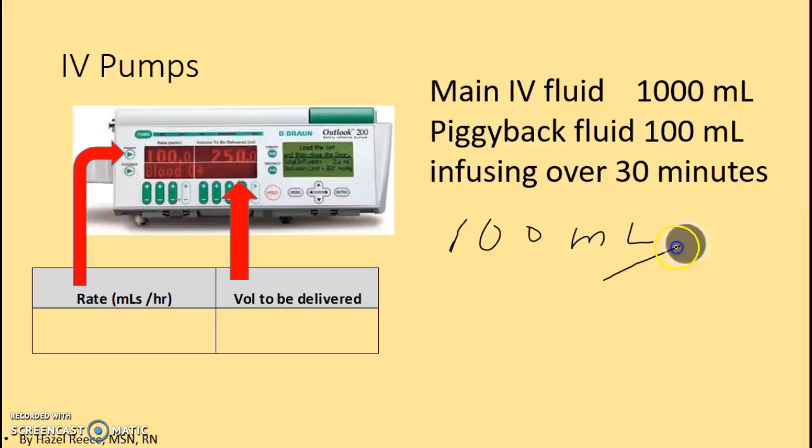and 30 minutes is a half an hour, right? So 0.5 hours. You always have to do it in hours. So what we have for this situation is the rate is going to actually be 200 mils per hour, and the volume is going to be 100 mils.